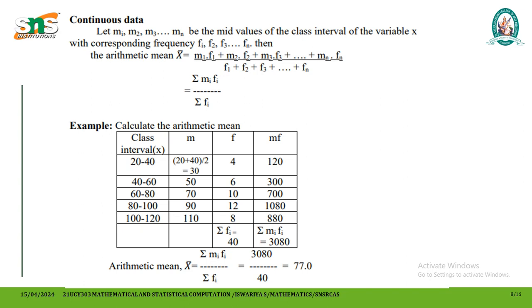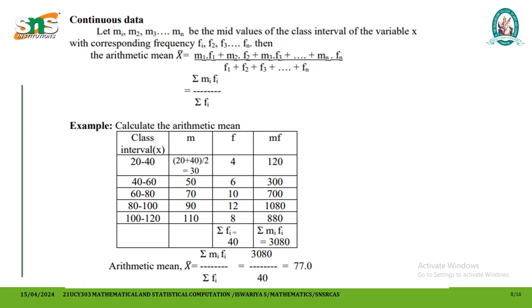To find the mid values, we have to add both the upper and lower limits, and then divide it by 2. For the first one, 20 to 40, the lower limit is 20 and the upper limit is 40. By adding these two, I get an answer as 60. Then I divide it by 2. So finally I obtain a midpoint as 30. For the remaining also we have to do the same calculation to find the midpoint.